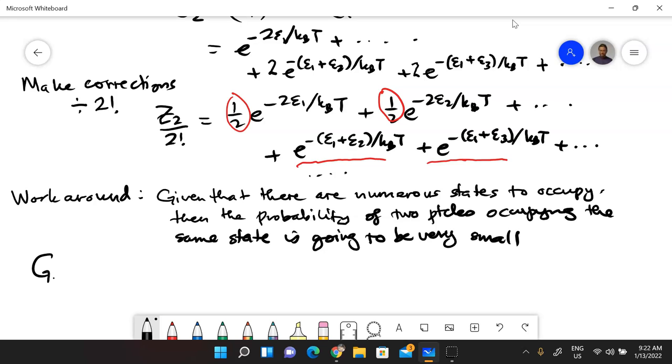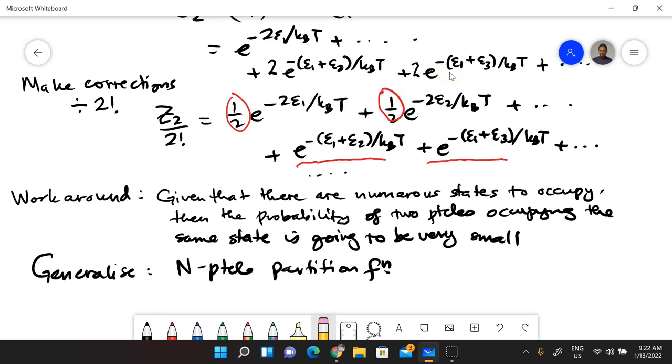So we can generalize this idea if we want for n particles, which is now even harder. So n particle partition function. Okay, I think I made a mistake. So the corrected, let me erase this thing. The corrected now is the following. So Z2 after correction is Z1 squared divided by 2 factorial. Okay.